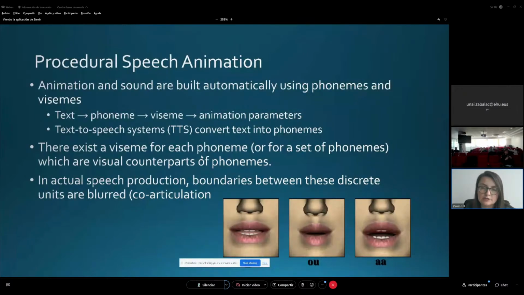But the thing is, in speech production, boundaries between these discrete units, phonemes, are not very concrete. They're overlapping each other, which is called the phenomenon of co-articulation. The speech animation community is actually focusing on solving this co-articulation problem. The more realistic the co-articulation, the more realistic your animation. And it's not a very easy problem. You need to analyze, maybe empirically look into your data, and derive some rules to generate a procedural speech animation. Or the other way is you can learn it from data.